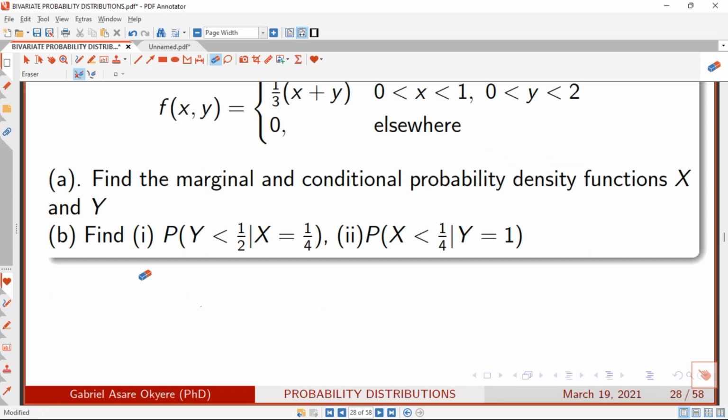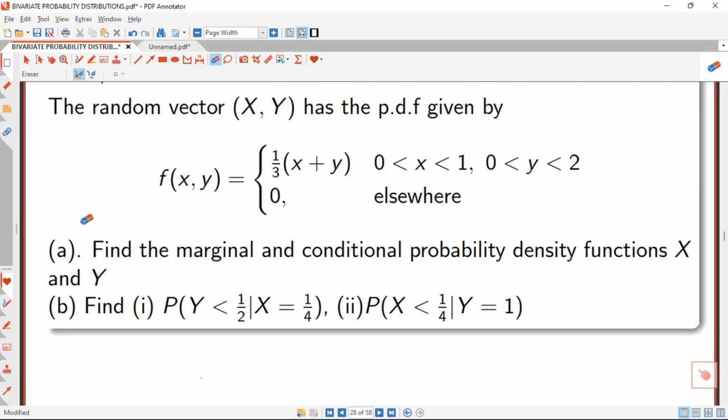And then the second sub question is saying that we should find the probability that y is less than 1 over 2 and x is equal to 1/4. And then the third says that we should find the probability that x is less than 1 over 4, given that y is equal to 1. So that is what we have been asked to calculate, right? So let's tackle the first one, and when we are done, we will do the second one.